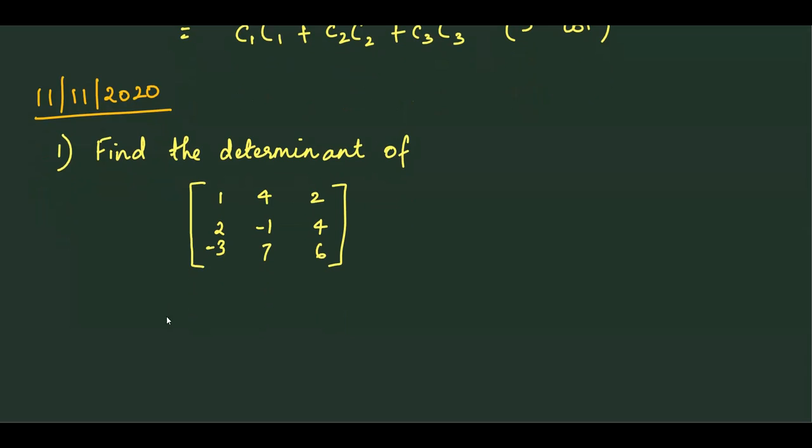Now we can do it along any row or any column. The way to do it is like this. First I will do it along the first row. Okay, evaluating the determinant along the first row.